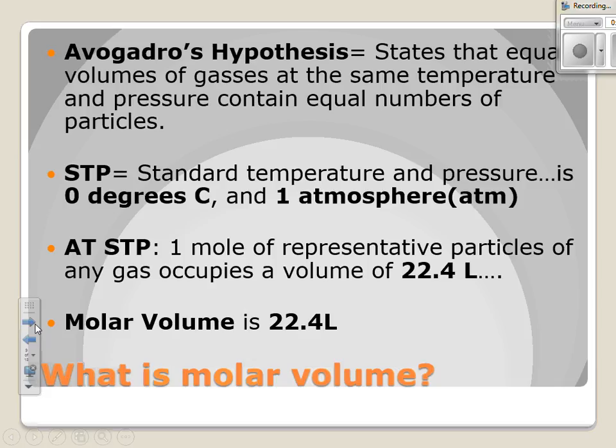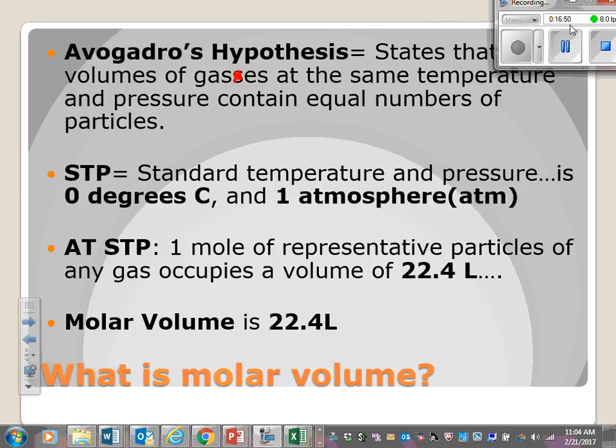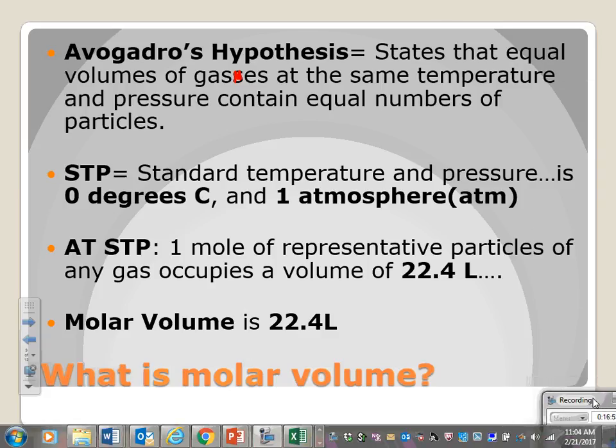There are 3. Avogadro's hypothesis states that equal volumes of gases, and yes, that's spelled wrong, I understand. Let's just cross that off. Okay, gases. Move this out of the way, can't see over there. Okay, that equal volumes of gases at the same temperature and pressure contain equal numbers of particles.